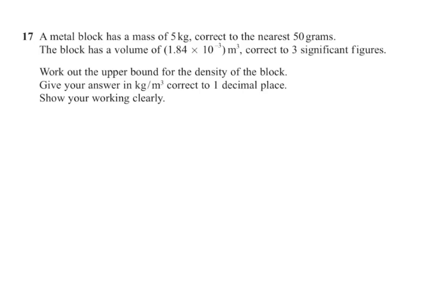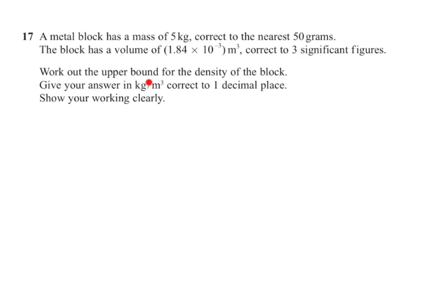This is a bounds question involving compound measures, in this case the density of a block of metal. So let's have a look at this one. It says that a metal block has a mass of 5 kilograms to the nearest 50 grams. Note the difference of units there. The block has a volume of 1.84 times 10 to the minus 3, so they're using standard form, meters cubed, correct to 3 significant figures, and notice that this number already is to 3 significant figures.